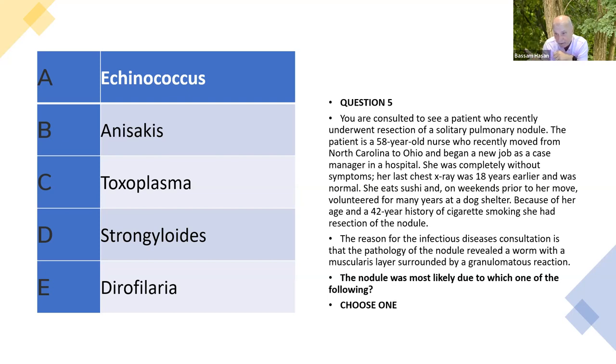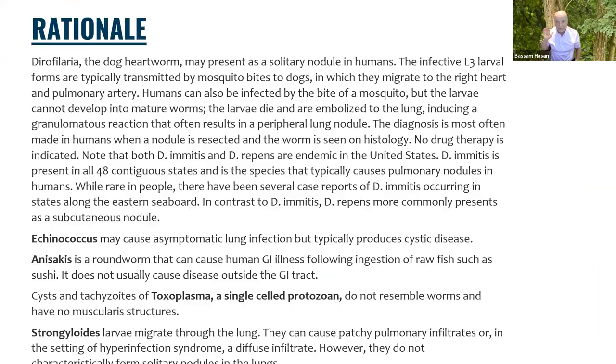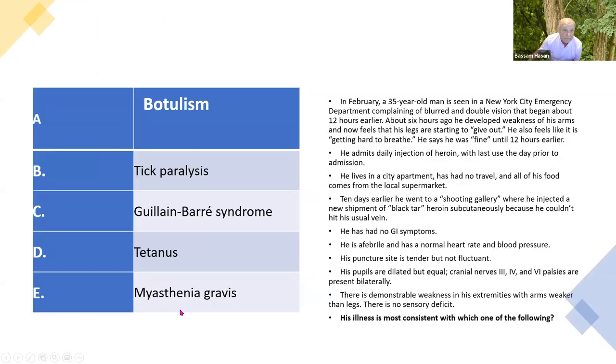And it is benign in the human, in the normal host, but in patients who are immune compromised it can cause other problems. Strongyloides, this is not the case, it does not reside in the lung. This is a gut parasite that can cause severe disease in immune-compromised patients. Dirofilaria is the dog heartworm, okay? So that's the rationale, if you want to read it. It's long, okay?